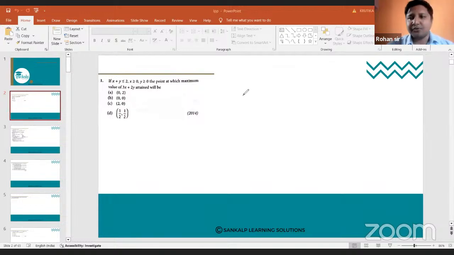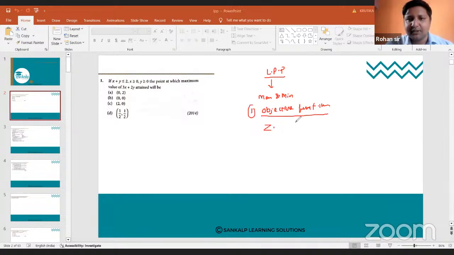Pay attention. In LPP, we come across some basic terms which you need to know. LPP is a process which is used to find out the maximum and minimum value of the objective function. This is the first term. The objective function is always denoted by Z, and this is a linear equation in two variables, ax plus by. So the objective function is Z equals ax plus by.